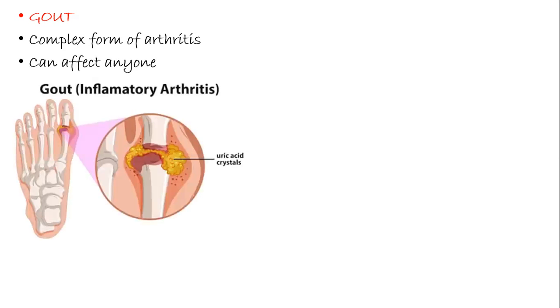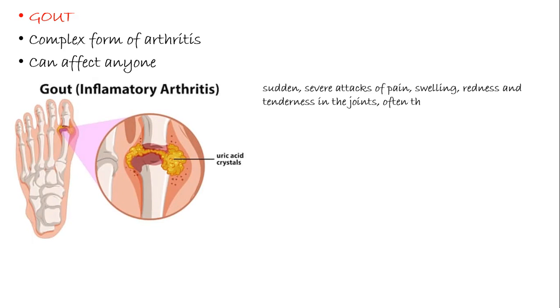Now let's take a look at what exactly gout is. Gout is a complex form of arthritis and it can affect anyone. Here, in case of gout, there are sudden severe attacks of pain, swelling, redness, and tenderness in the joints. Often, the joint at the base of the big toe is affected.